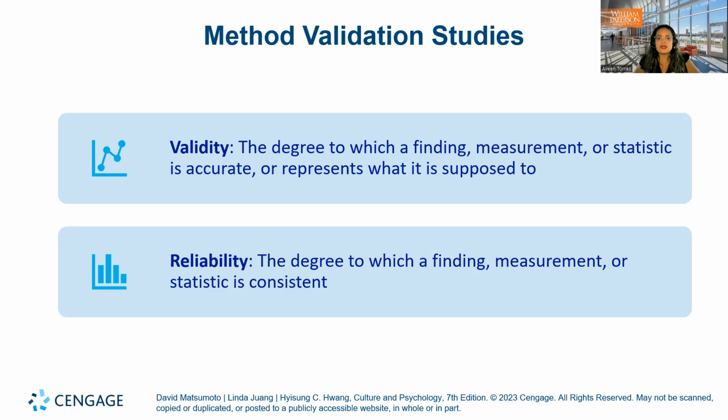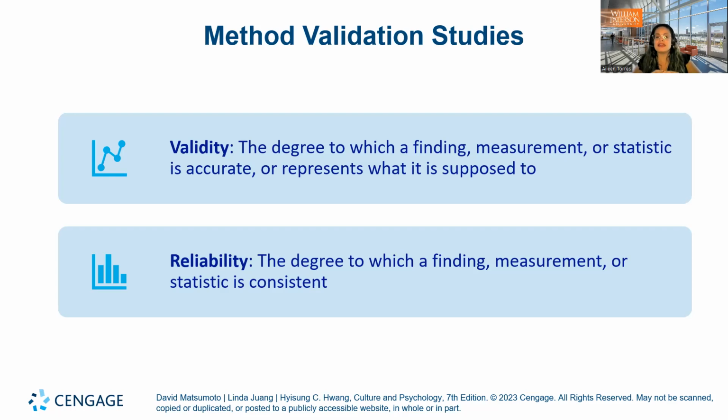Method validation studies. So I just want to, before we move on, we sometimes want to make sure that we are validating the methods in which we're doing our studies. And two very, very important concepts are validity and reliability. Validity is the degree to which a finding, a measurement, or a statistic is accurate or represents what it's supposed to, right? So if the questions that are set up to measure depression aren't actually measuring depression, they're measuring, let's say, anxiety, for example, then it isn't really a valid measure.